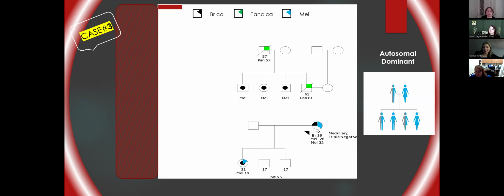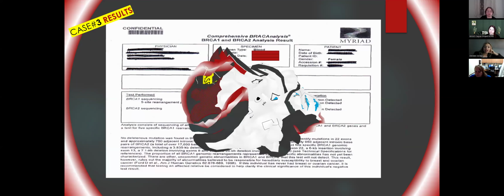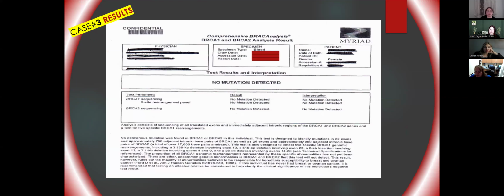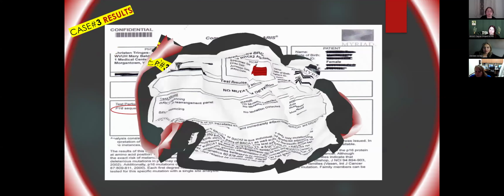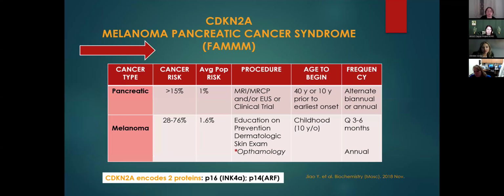And again, she predated that era. So we had to start with BRCA. And she was BRCA negative. But we went a step further and we found what was going on. So her breast cancer actually ended up being an incidental, sporadic, I guess you'd say, breast cancer in a family that actually has CDKN2A. So what is CDKN2A?